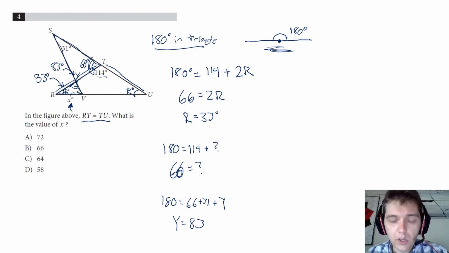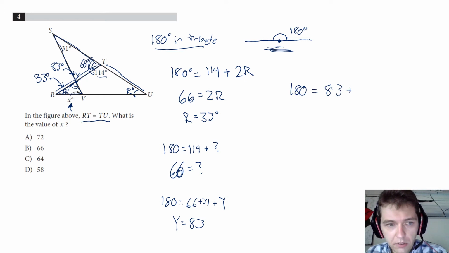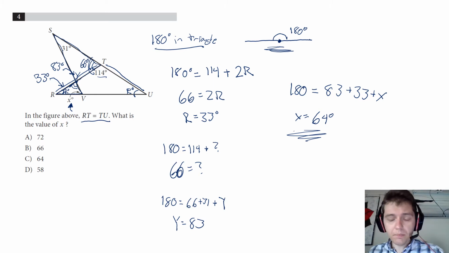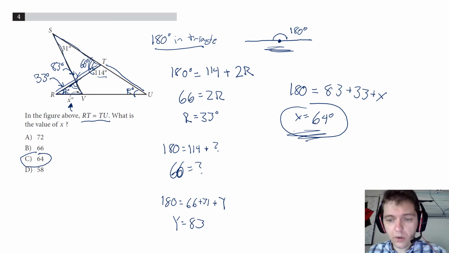So your final equation: 180 is equal to 83 plus 33 plus X. Subtract 83 and 33 from 180. That will give you 64. X is equal to 64 degrees. Again, this is a no calculator section, so if you're not a mental math kind of person, you might have to write out those subtractions. Not a problem at all. You will come up with the right solution of X is equal to 64 degrees.